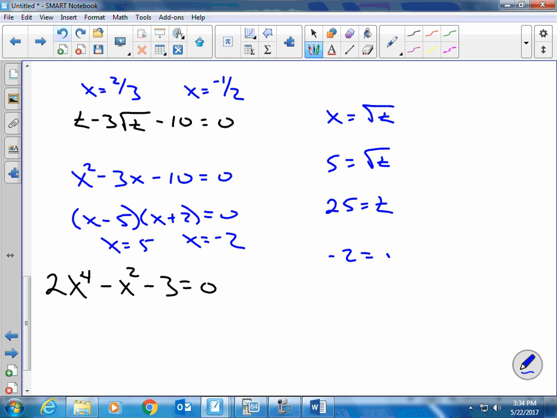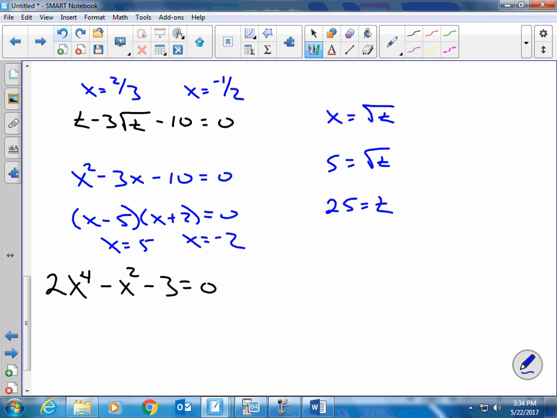Or the square root of what number equals a negative 2? And don't do this: oh, t equals 4. Is the square root of 4 negative 2? No. Simply squaring both sides, you have to be careful, because the square root of 4 is not a negative 2. You can't square root a number and get a negative. Not possible. So the only answer is t equals 25.